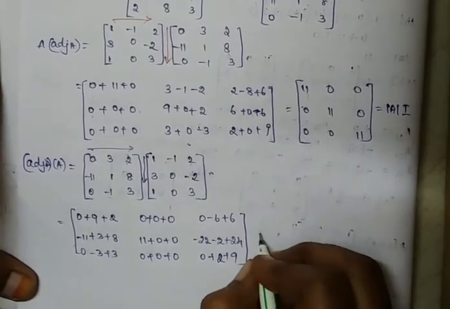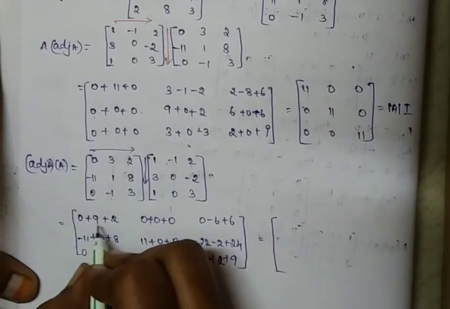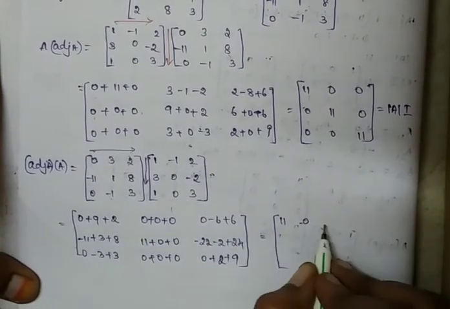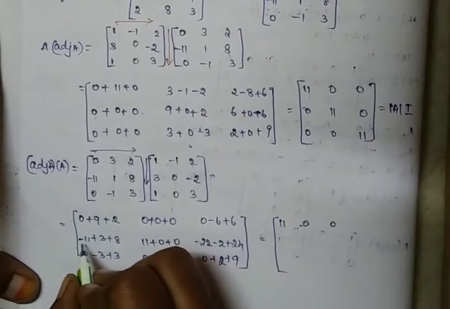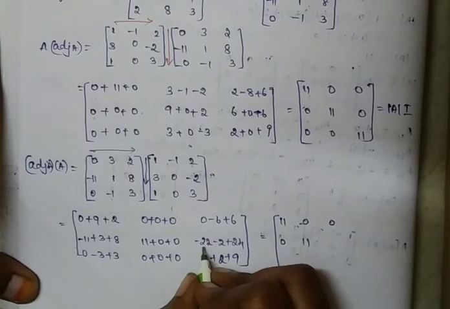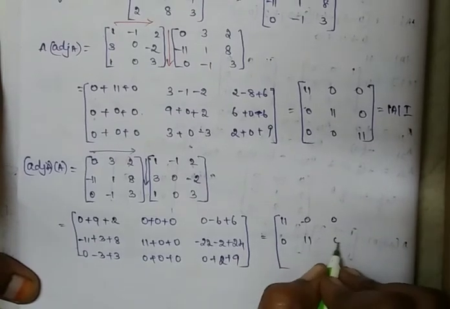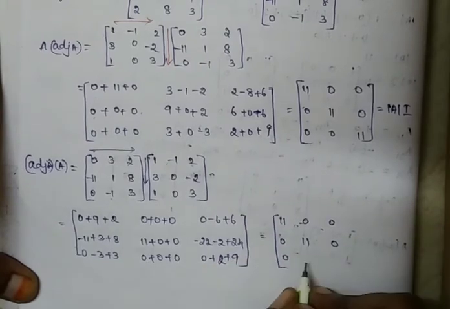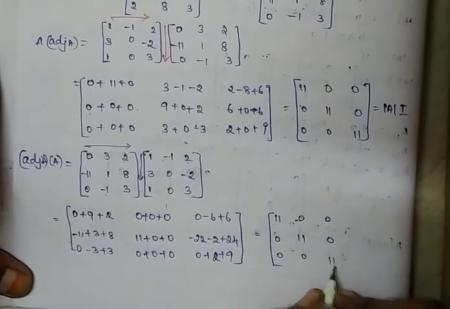Now add up. This becomes 11, here it is 0. Plus 6 minus 6 cancel, so 0. Now minus 11 plus 11 is 0, this value is 11. Minus 24 plus 24 is 0. Now minus 3 plus 3 is 0, this value becomes 0, and here it is 11.